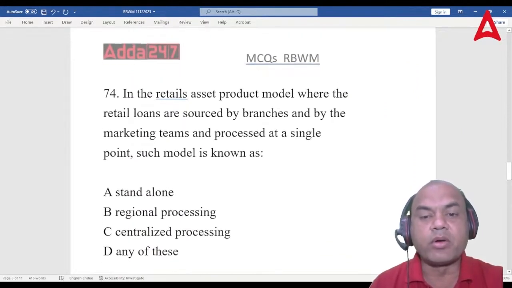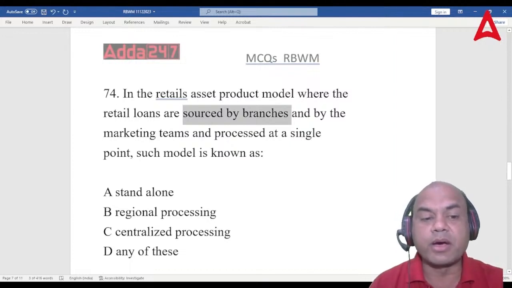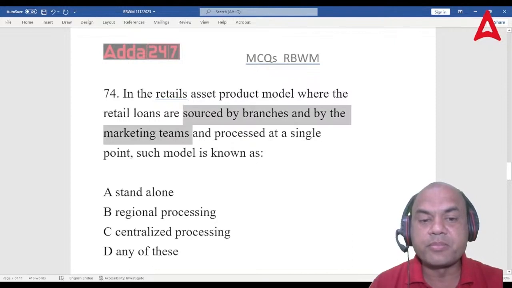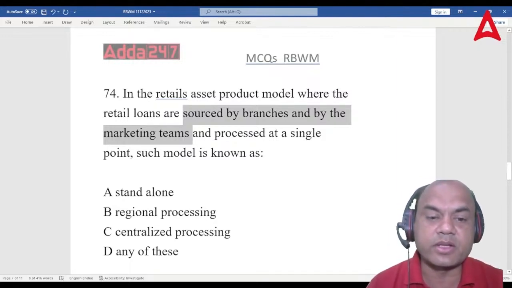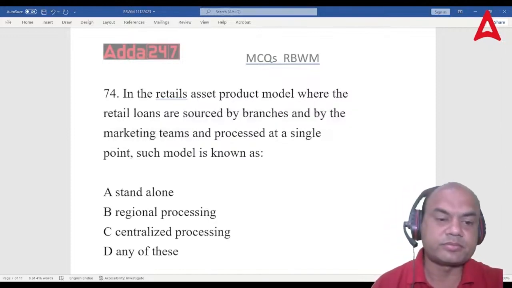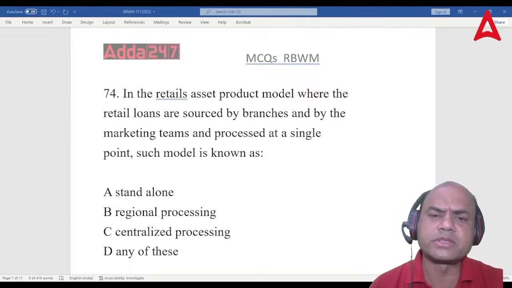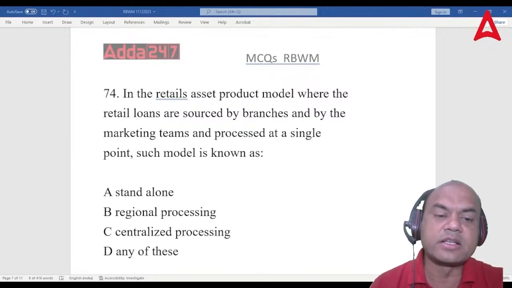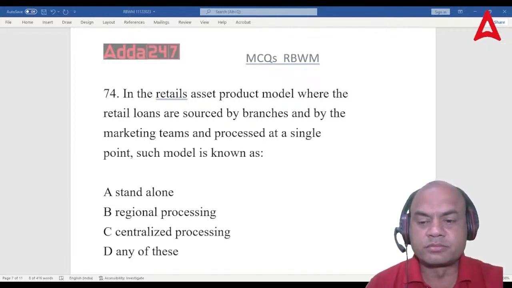In a retail asset product model where retail loans are sourced by branches and marketing teams and processed at a single point, it is known as what? Everything is sourced by branches and marketing teams, and processed at a single point, only one level. All the branches give the documents and they are processed at one processing center. So that is called standalone, regional, centralized, or any of these. What do you think? Think over it. I'll just wait for 1 minute, okay?